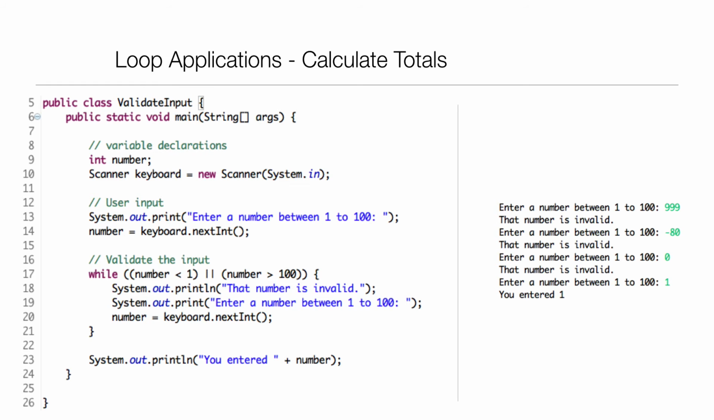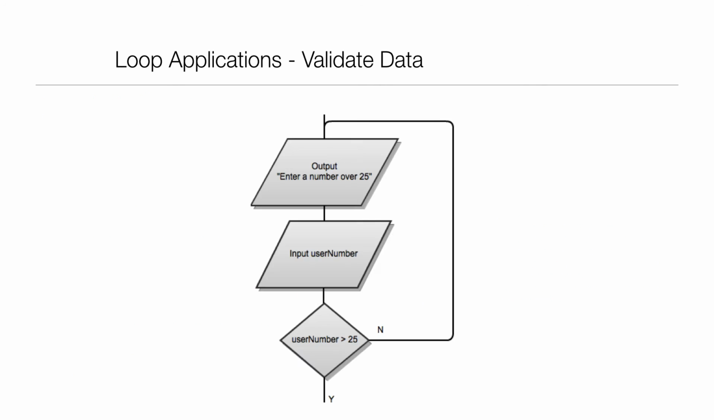So that's how you can use loops to validate input from the user, which is really quite nifty and saves you a lot of time and a whole bunch of if statements if you want to try that. But loops can be used for validating input. Alright, so here's just more validating data, a sort of simplified flowchart version. Enter a number over 25, it's the same one as before. Is the number greater than 25? No, just keep looping around until they enter the right number.